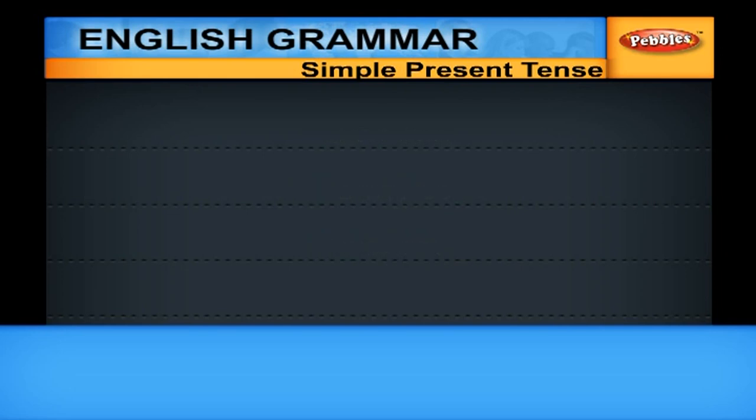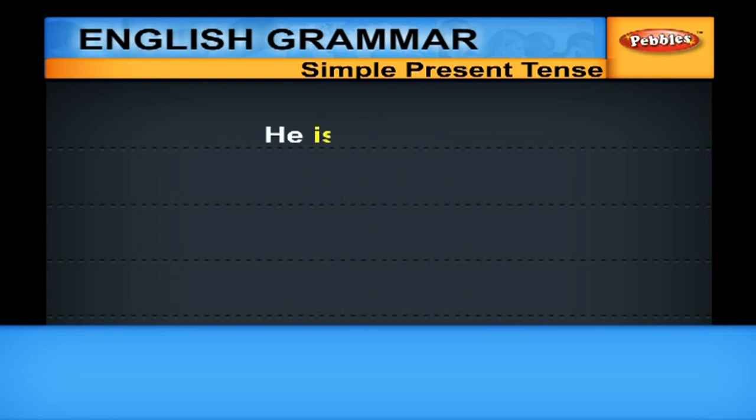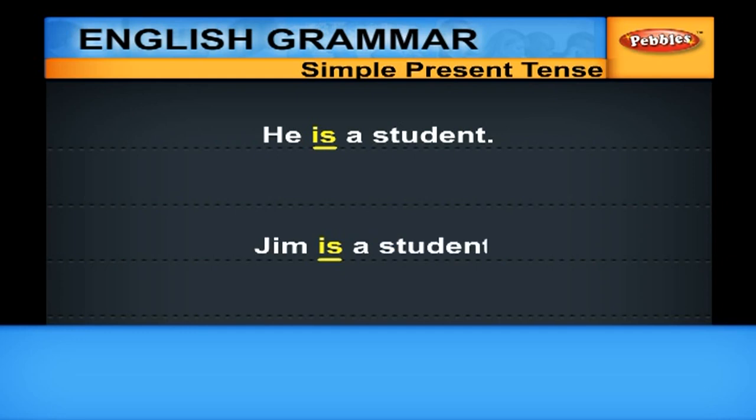We can also use be form, have form as a main verb for simple present tense. You can say, he is here, or Tom is here. He is a teacher, or Anne is here. He is a student, or Jim is a student. We are using auxiliary is as a main verb.